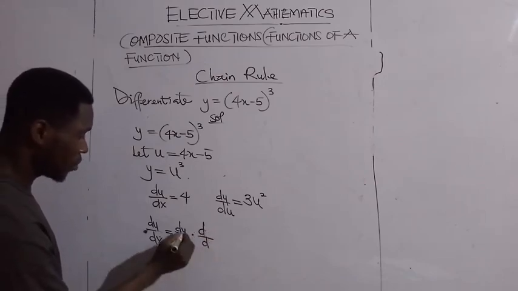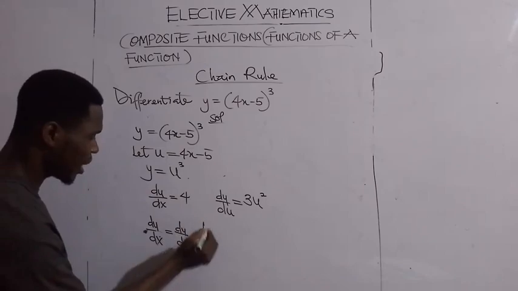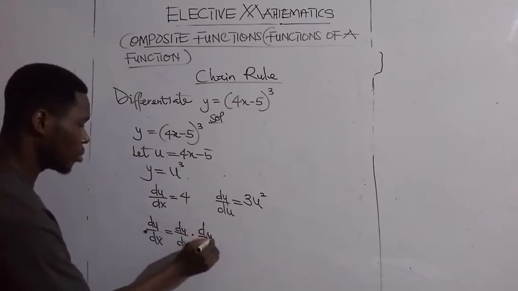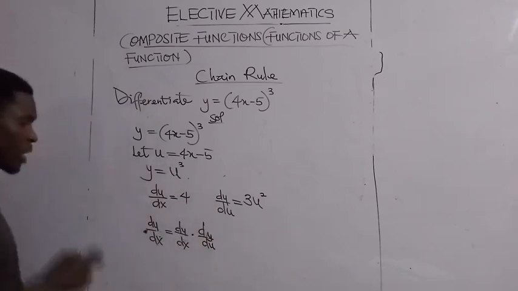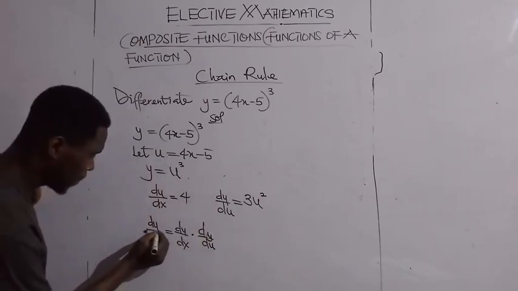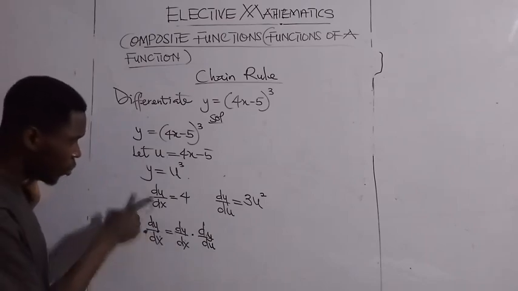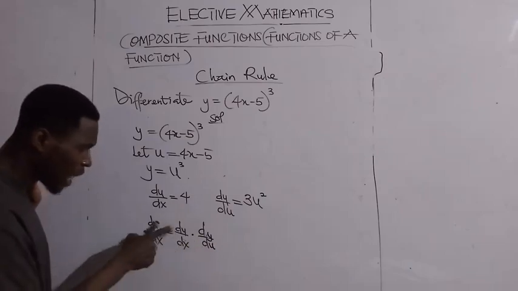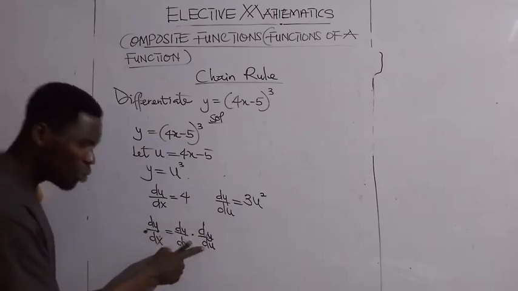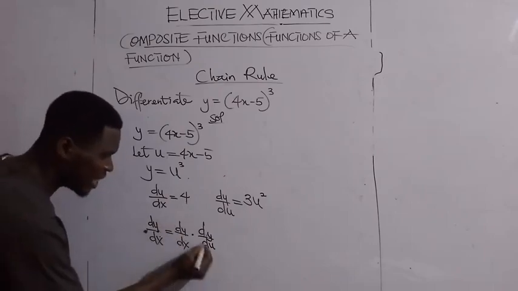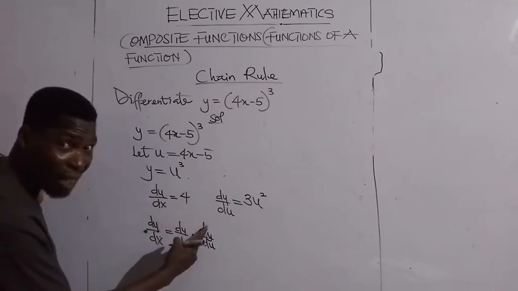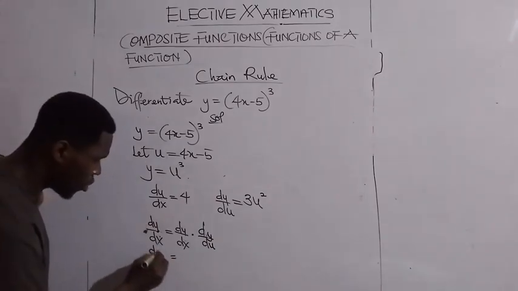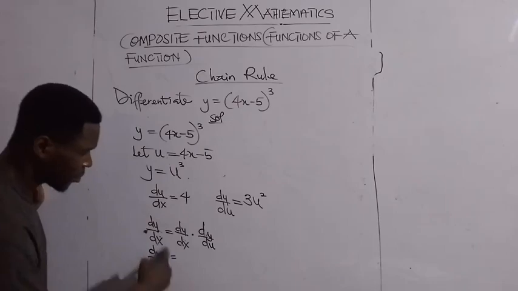Let me write it: dy over du. So this is what will happen. We have du over dx, then we have dy over du. Have you seen du here, and du here? When these cancel, we will still get dy over dx as we have here. So we'll move forward by substituting.